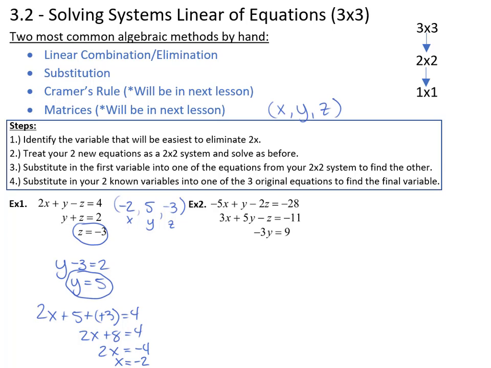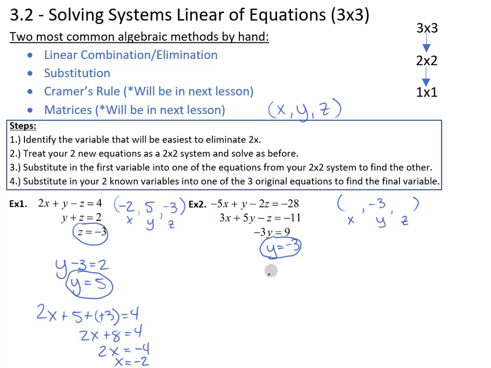Okay, let's try another 3x3 system. And again, this is an easier case for us because we can very quickly at least get one of our variables. So if we solve for y here, dividing by -3, we find that y is -3. So we have one of our 3 values right away. I don't know x, I do know y, and we don't know z yet.